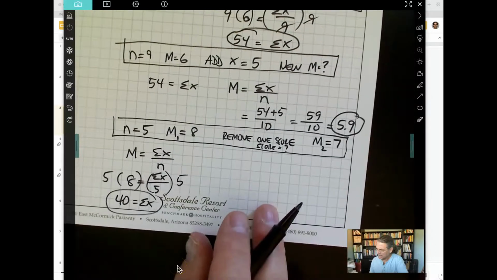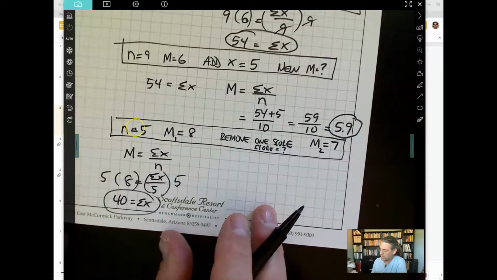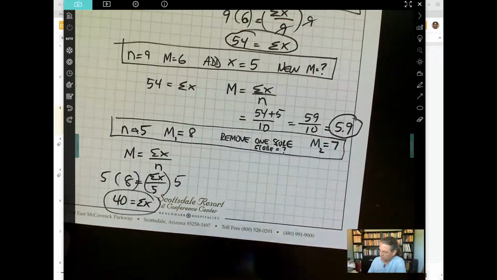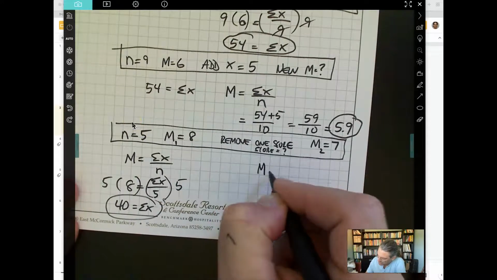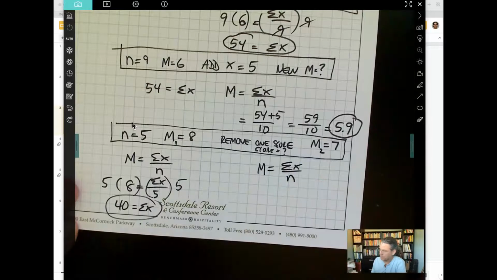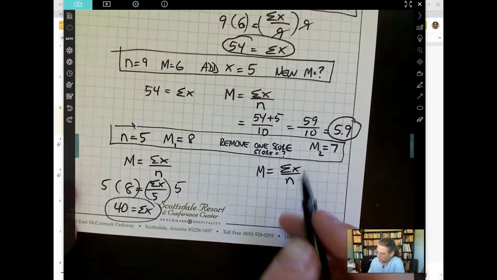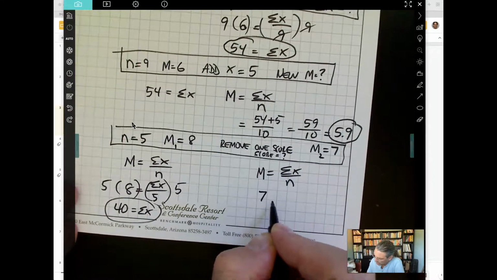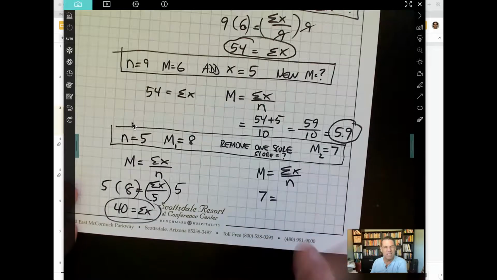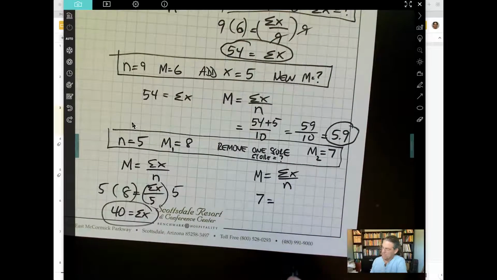Okay, well, again, I'm not really sure what to do. What I do know, though, is it has a mean of 7, and to help me, I can say, okay, well, mean equals sum of x over n. What can I do with this? All right, so I know the mean is 7. I know the original sum of x is 40, so it's going to be 40 minus something, but I'm not sure that's going to help me.